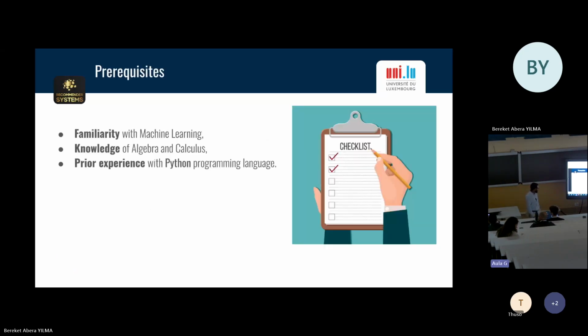How many of you are familiar with machine learning? Everyone? Okay. We'll see examples in Python, so if you have familiarity with these topics, it would be helpful.